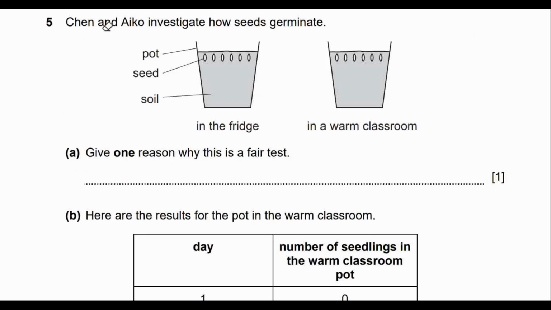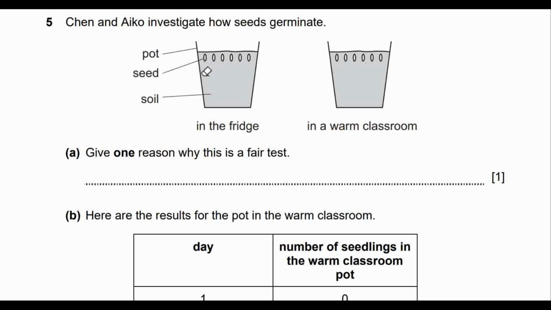Question 5. Chan and Aiko investigate how seeds germinate. This is the pot, seed, and soil in the fridge. The second condition is in a warm classroom. The same seed, pot, and soil. Give one reason why this is a fair test. So it's a fair test.